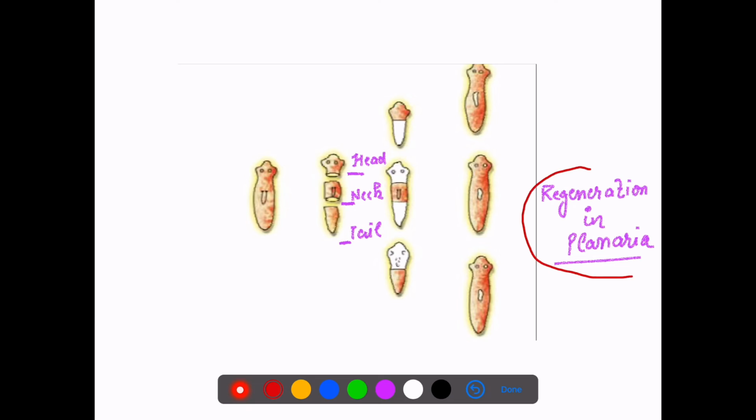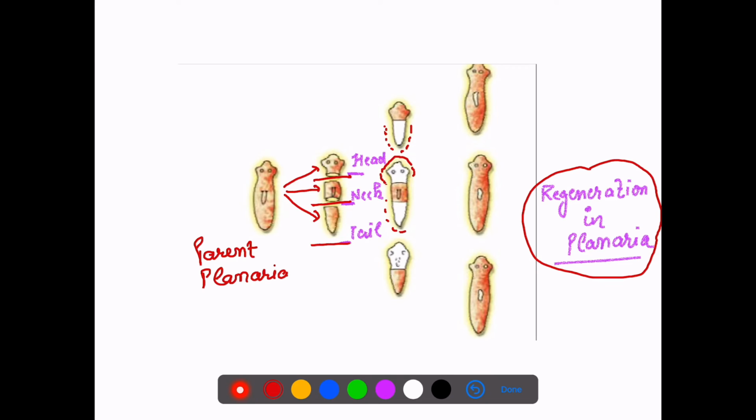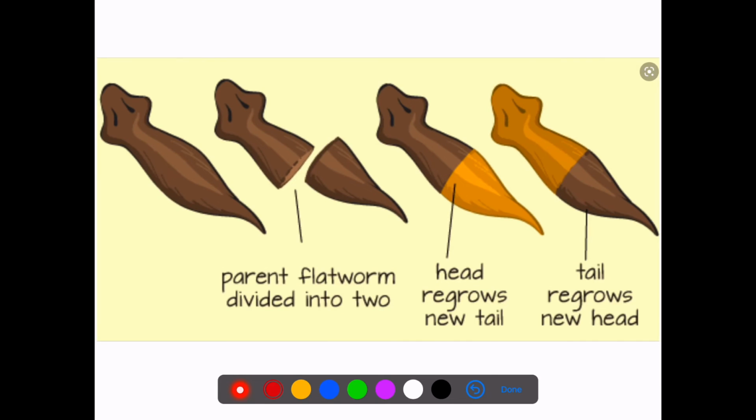So in exam you can quote the example of planaria. This is our parent planaria, and this planaria is cut into 3 pieces, right? Head is different, neck is there, tail is there. This head now has the capacity to develop into a new planaria. From the neck, the upper portion and lower portion of the body will develop and a new planaria will be developed. Tail is already there, so a new head will be formed, another planaria. So we will have 3 planaria from the 3 parts. This is called regeneration in a simple multicellular organism.